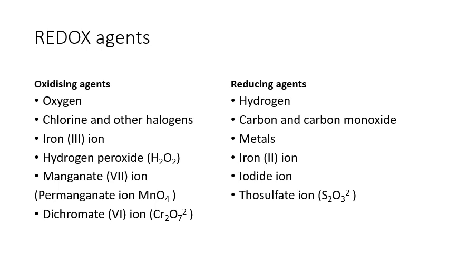And examples of reducing agents are hydrogen, quite a common reducing agent in organic synthesis, in organic chemistry. Carbon and carbon monoxide, again, carbon's quite a common reducing agent in organic chemistry. Metals are common reducing agents, again, in organic synthesis. Iron 2 ions, the iodide ion, and the thiosulfate ion, which we've looked at in the previous slide.